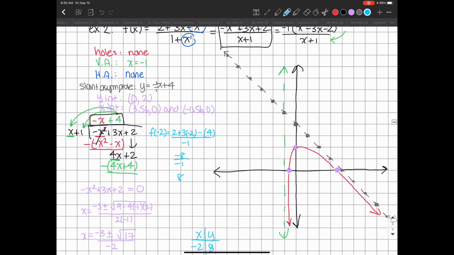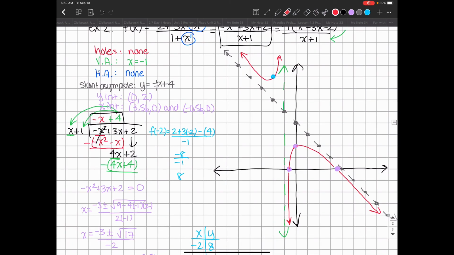1, 2, 3, 4, 5, 6. I counted wrong. 1, 2, 3, 4, 5, 6, 7, 8. I think that's right. And then I know that this piece is going to look like this. And I can check more points if I was confused, but that's what that piece is going to look like.